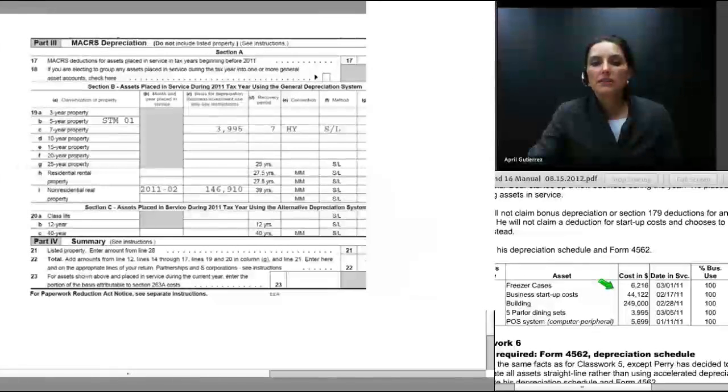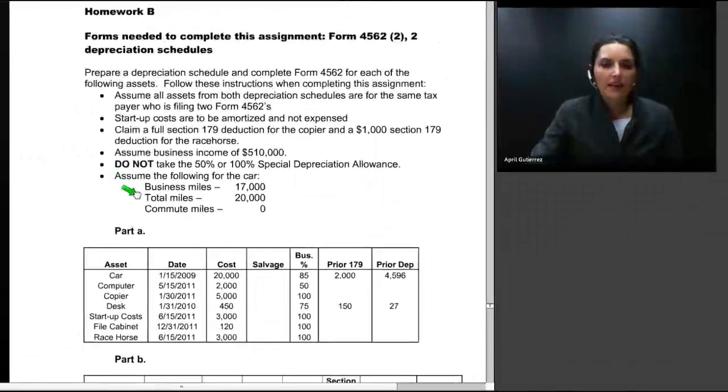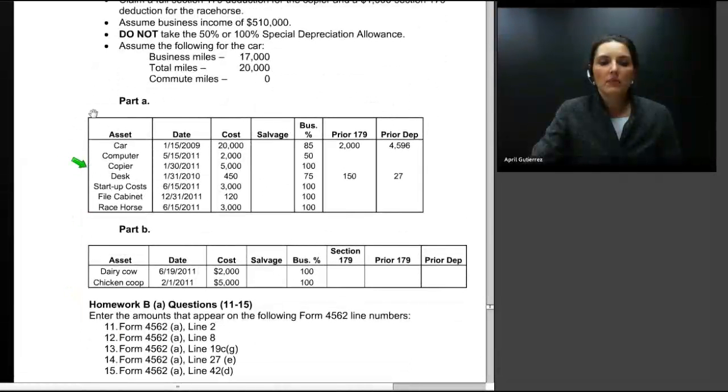Let's move on to the homework assignment. If you would please flip to page 67 of your student manual, homework assignment B involves preparation of Form 4562 and depreciation schedules again. By now you should be in the swing of those forms and have a little bit of an understanding of what you're supposed to do. For homework assignment B, you're going to prepare a depreciation schedule and Form 4562 for each of the following assets. You can see that we have 2 business activities. One is a farm activity, and the other is a Schedule C activity.